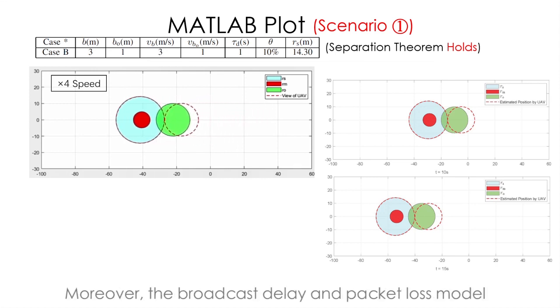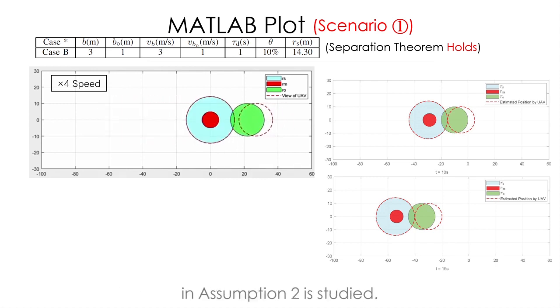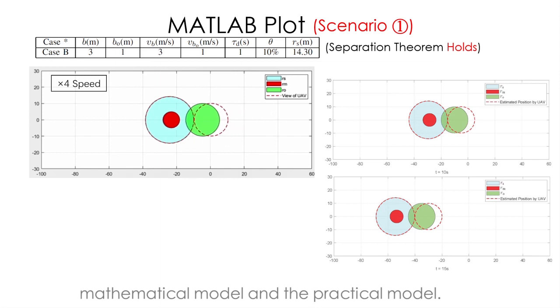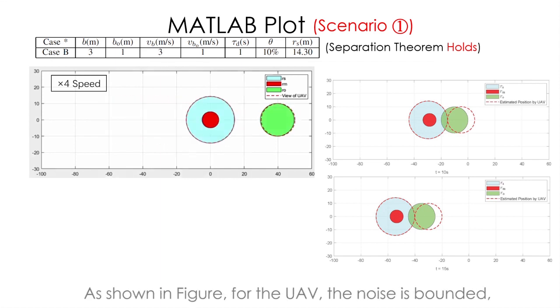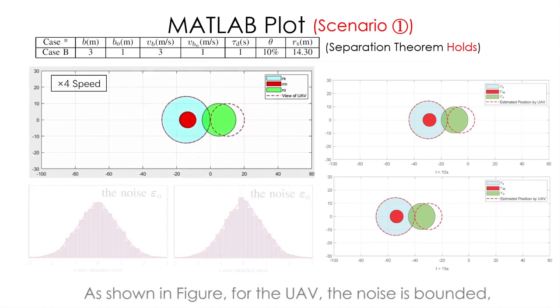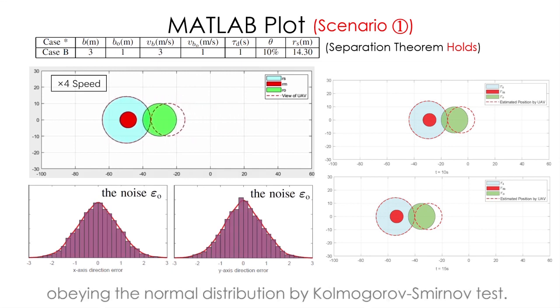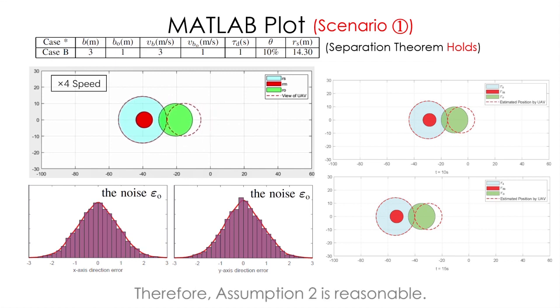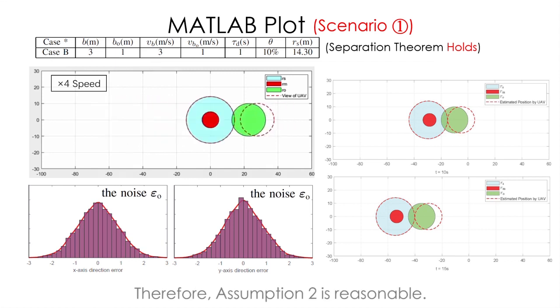Moreover, the broadcast delay and packet loss model in assumption 2 is studied. The same input is given to the proposed mathematical model and the practical model. As shown in the figure, for the UAV, the noise is bounded, obeying the normal distribution by the Kolmogorov-Smirnov test. Therefore, assumption 2 is reasonable.